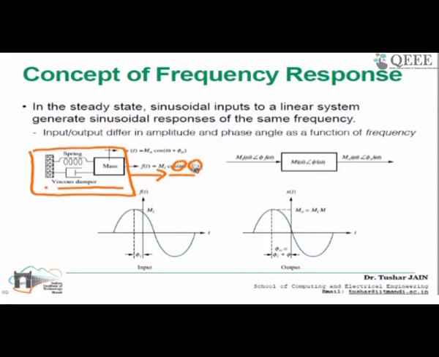Once you apply this input to the system, it gives you this kind of output, where we have a magnitude M naught and a sinusoidal function having the same frequency as the input function, but differing only in the phase angle, phi naught. So we apply an input which has a magnitude Mi with phase angle phi i. It gives me an output of the same frequency, but it differs only in the phase angle.